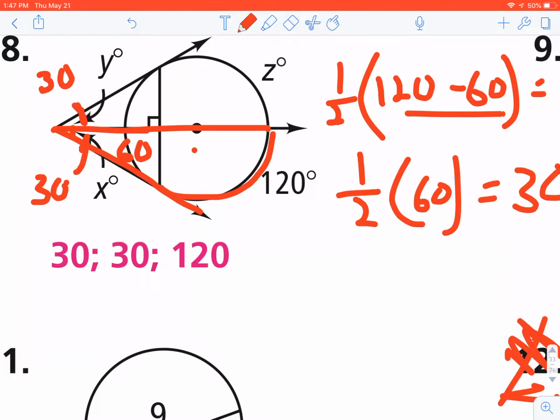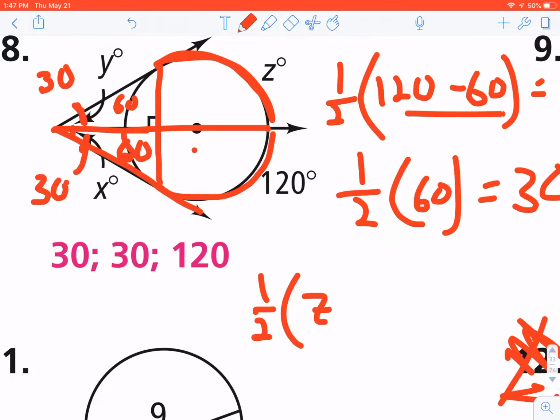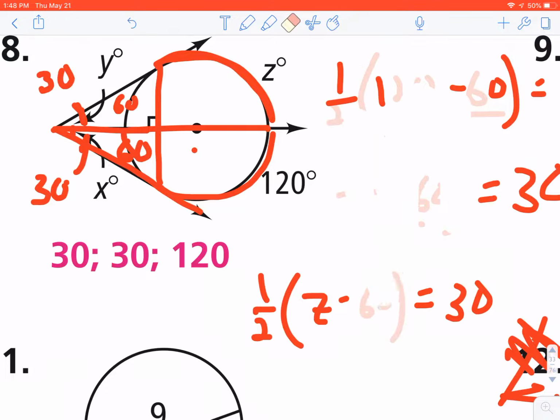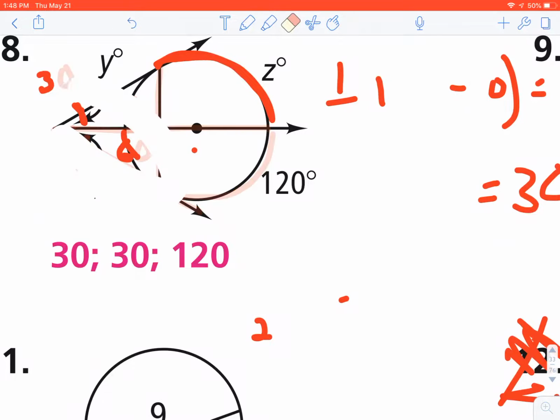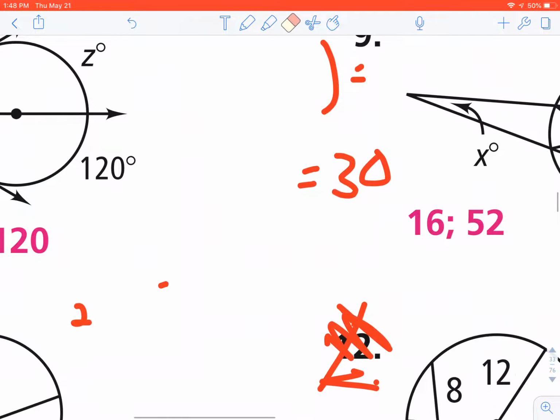Now, z is going to be 120 because it's the same portion of the 180 as the 120 listed below. But if you didn't know that, you would definitely know this is 60 because these arcs are congruent, and you could just work backwards by saying 1/2 of z minus 60 is equal to 30, and you could solve that to get z that way as well. So know a little bit of your theorems. It makes things super, super easy. Okay?